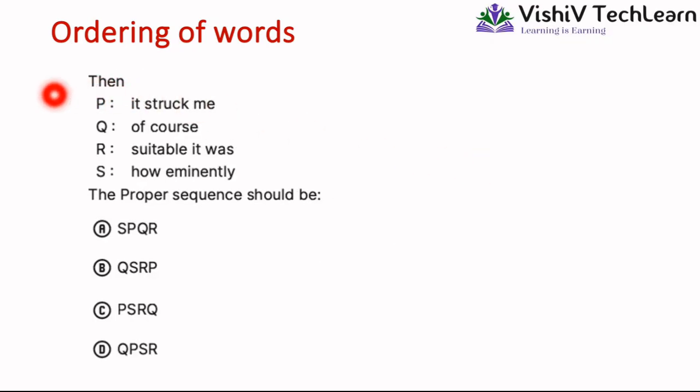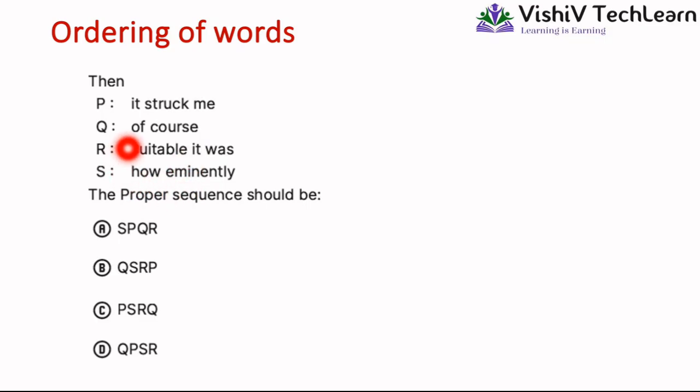Let's go for next question. Here again we have a short sentence. We can say, then it struck me, of course, suitable it was, how eminently. Now in this case, if we read the options very well, we can start with then how eminently. We can start with how eminently suitable it was. It struck me, of course. So maybe that is not making as such any sense.